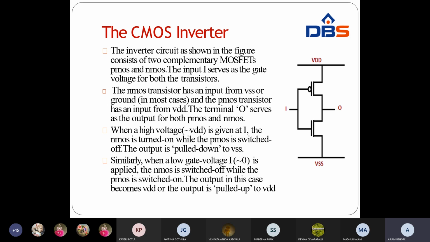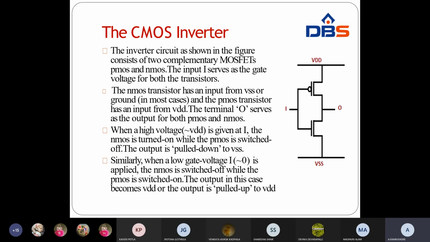Whenever it doesn't create the channel, it doesn't induce the VDS voltage from one terminal to another. Due to that reason, there will be no current flowing from one point to another point in the NMOS transistor. So the NMOS transistor will act like an open switch.